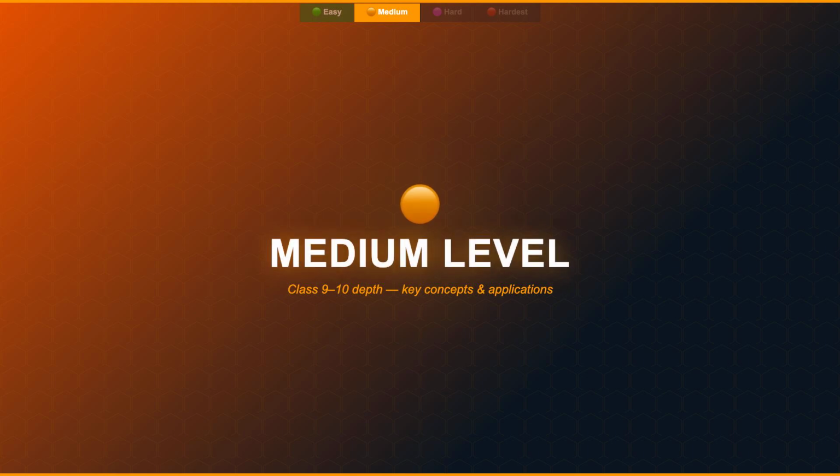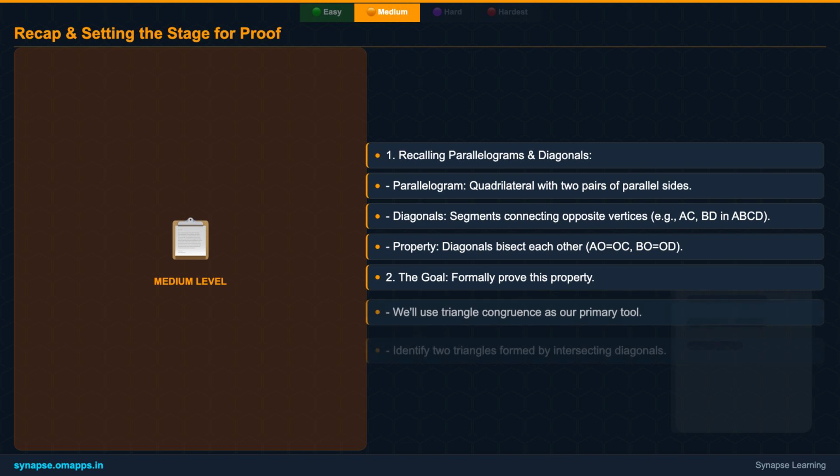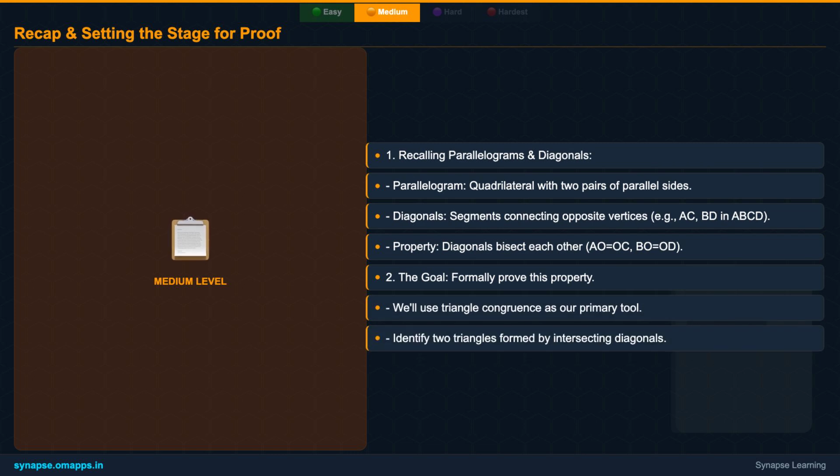Let's formally prove this property using the power of triangle congruence. Before we jump into the proof, let's quickly recap. A parallelogram is a quadrilateral with two pairs of parallel sides. Its diagonals, as we've seen, connect opposite vertices. Now, to formally prove that these diagonals bisect each other, we'll use a powerful tool in geometry, triangle congruence. We'll show that the two triangles formed by the intersecting diagonals and the opposite sides are identical. This will allow us to conclude that the segments of the diagonals are equal, thus proving they bisect each other. This is a classic proof in Euclidean geometry.